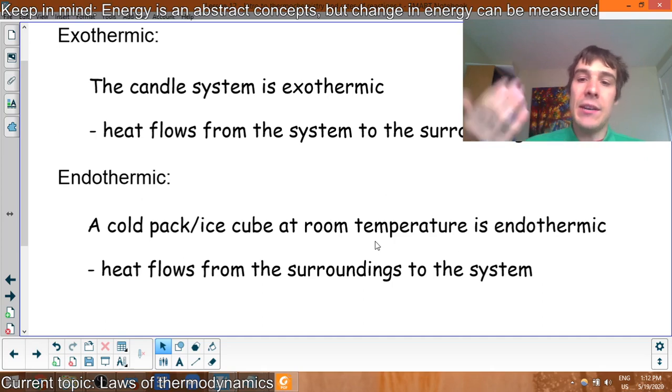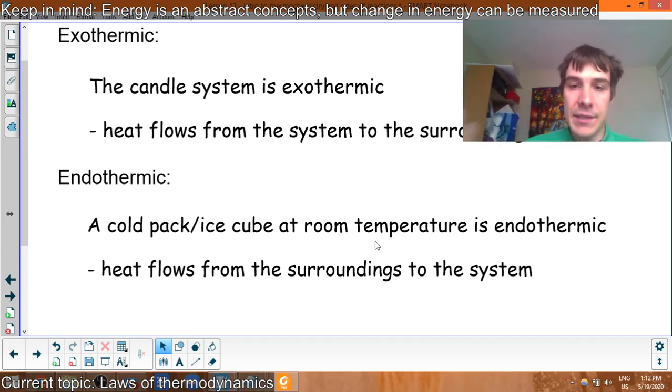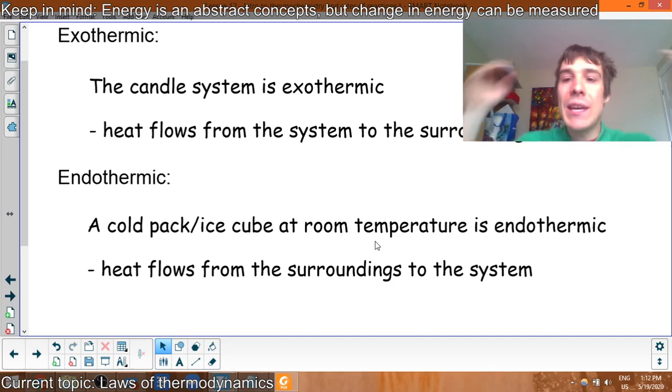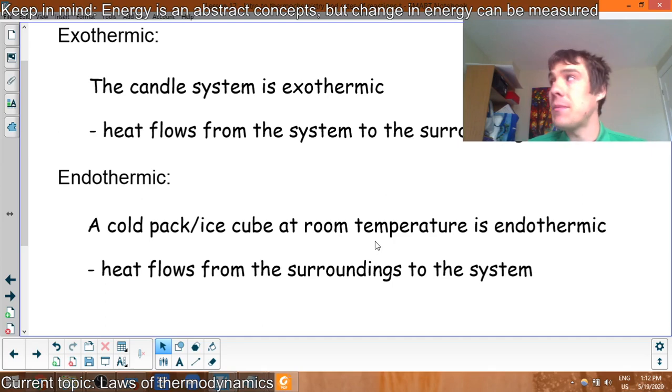Liquid water is higher energy than solid water. A liquid is higher energy than a solid. So thermal energy from the room is going into the ice cube as it melts. This is endothermic. The ice cube is gaining energy. The room is losing energy. Remember, energy can't be created or destroyed.